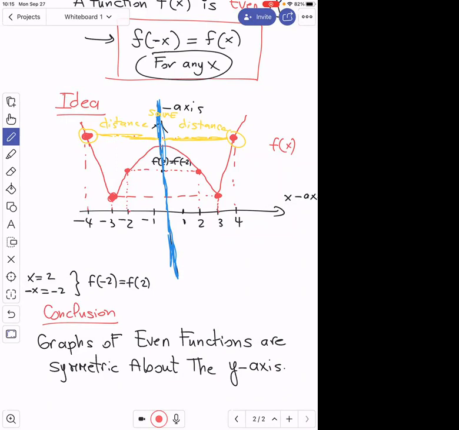All right. So that's the idea behind even functions, right? The x and the opposite of x have the same image, the same corresponding output y. All right. Now, examples.